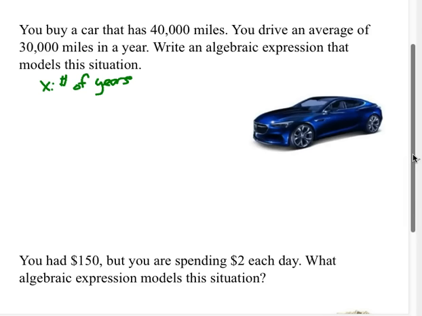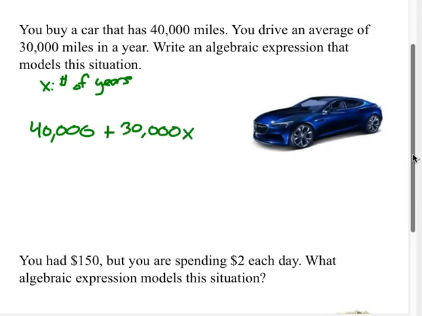So what's happening? Well, I'm starting with 40,000 miles. Okay, that's how many it has when I buy it. And then I'm putting on 30,000 miles each year, okay? So that process of adding on that many each year, that's what connects it to that variable.